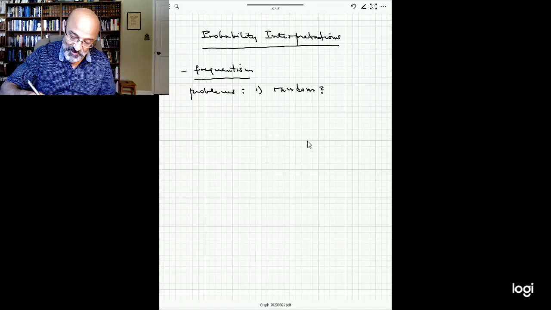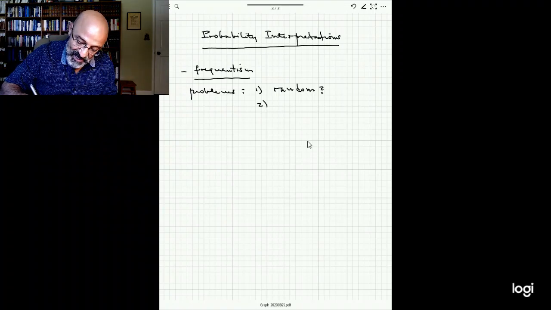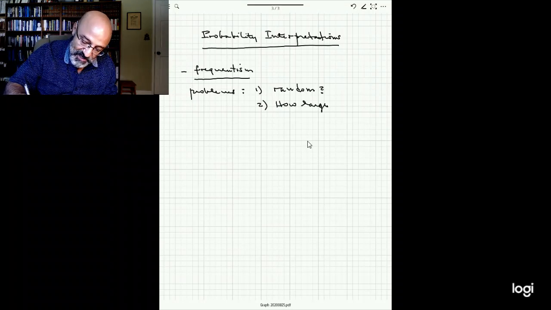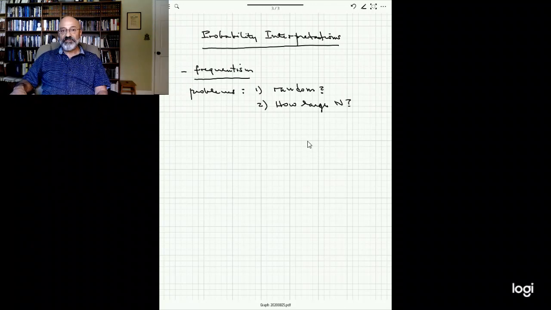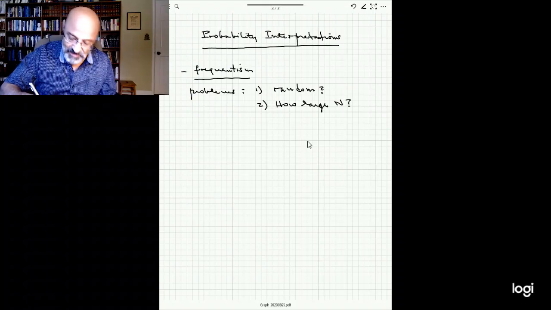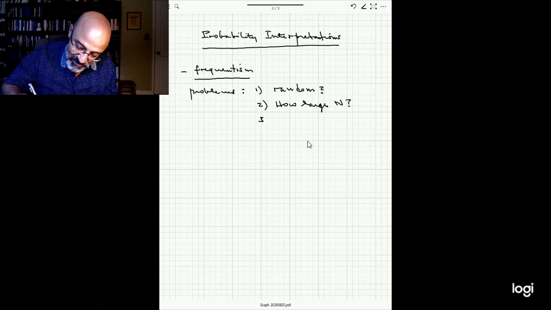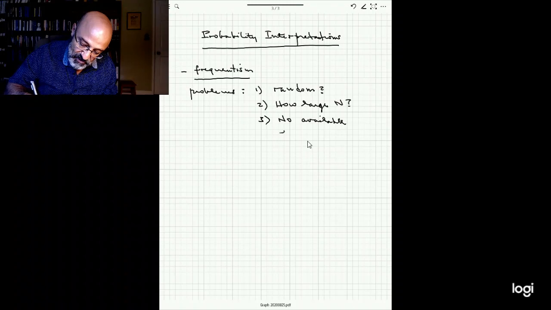Another problem with this is how large the number of trials has to be. Here's another problem. What happens when you have no available ensemble of trials?